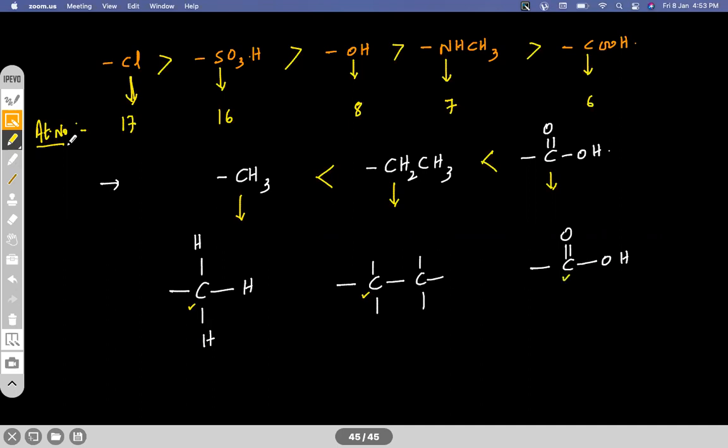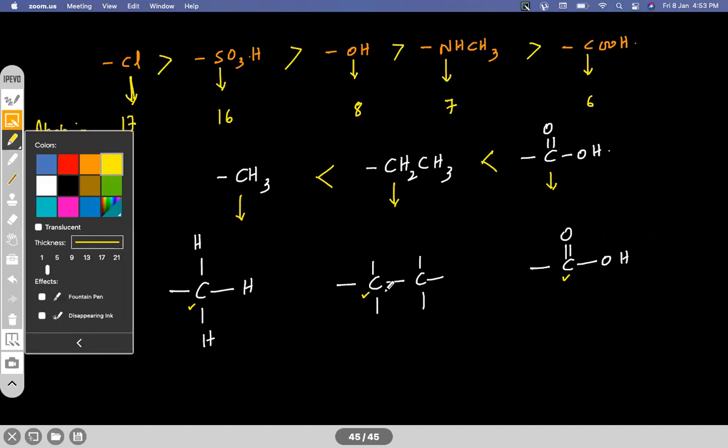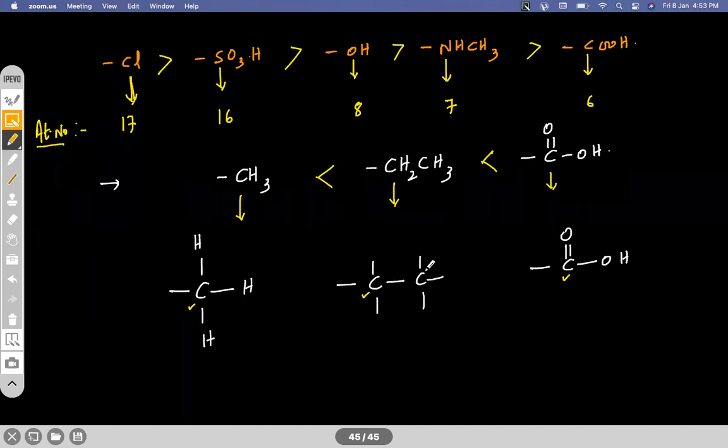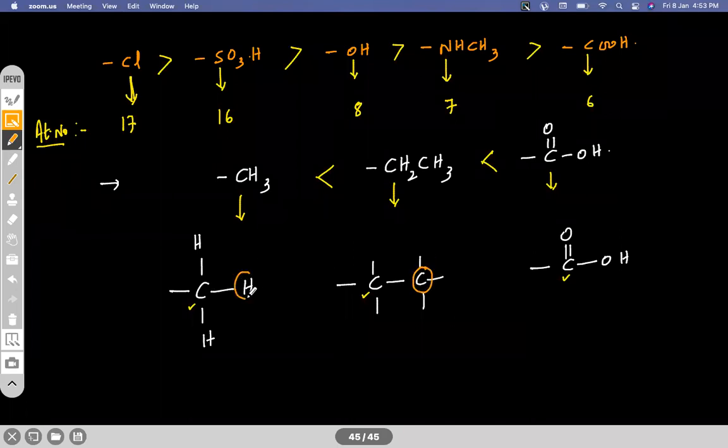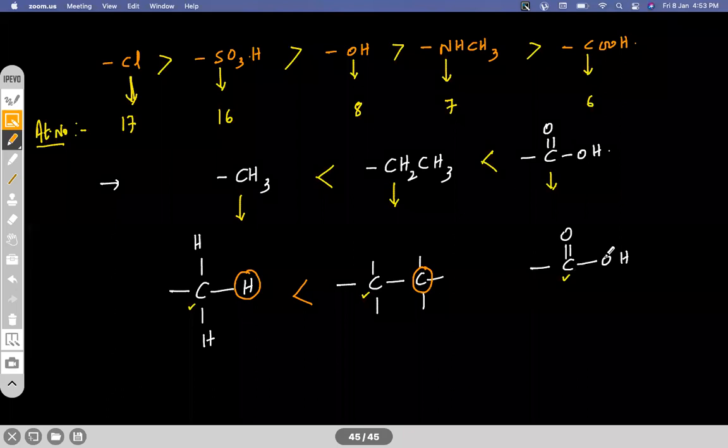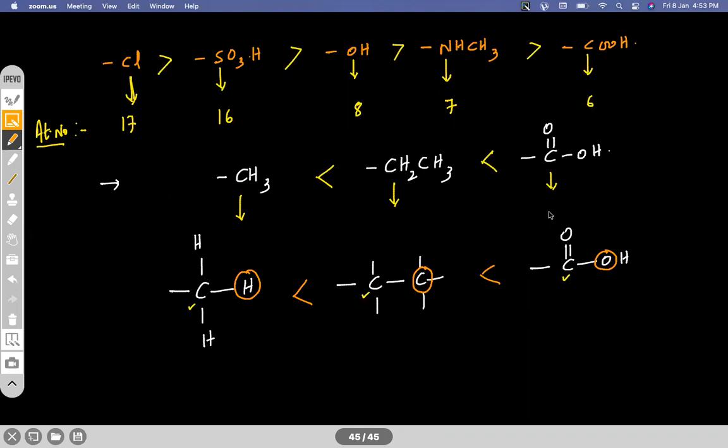Now you compare the second atom. Second atom, we compare only in the carbon-carbon chain. So the second atom here is carbon, so we'll see this carbon atom. But the second atom here is hydrogen because we do not have any choice. We'll take this hydrogen. So carbon, hydrogen, carbon is higher priority. This. Second atom here is oxygen. Oxygen is higher priority than this. Order is this. Is it clear?